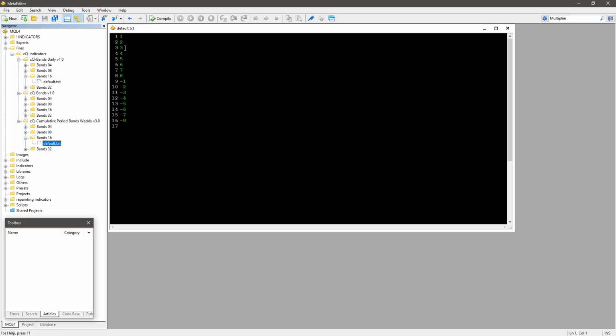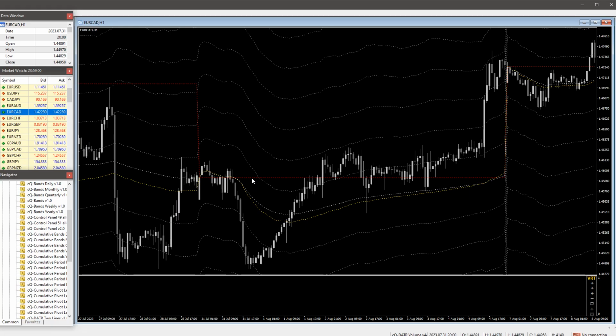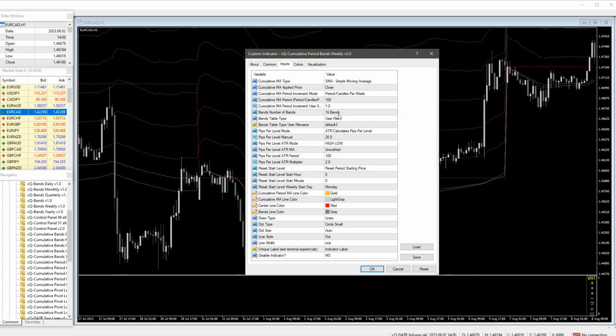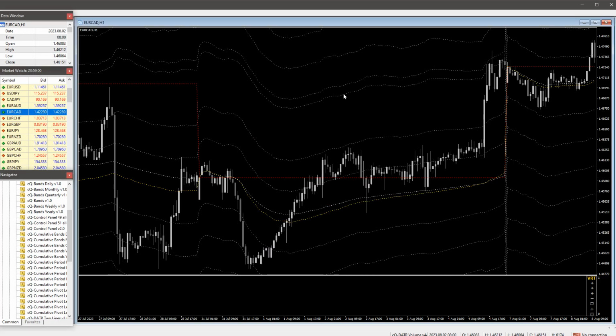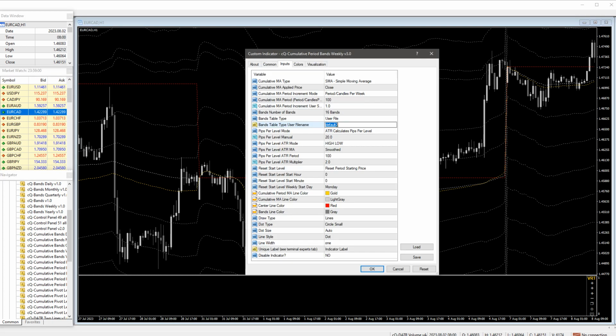Let's change this. Okay, I made this change to the third one. And if I open this up, and if we go back here and load this default 2, you'll notice the third band, this is 3.7 above. You can't use default as the text file because those files get overwritten each time the indicator is loaded. So just save it as whatever, and then you just type the name of the file. You don't need the .txt.